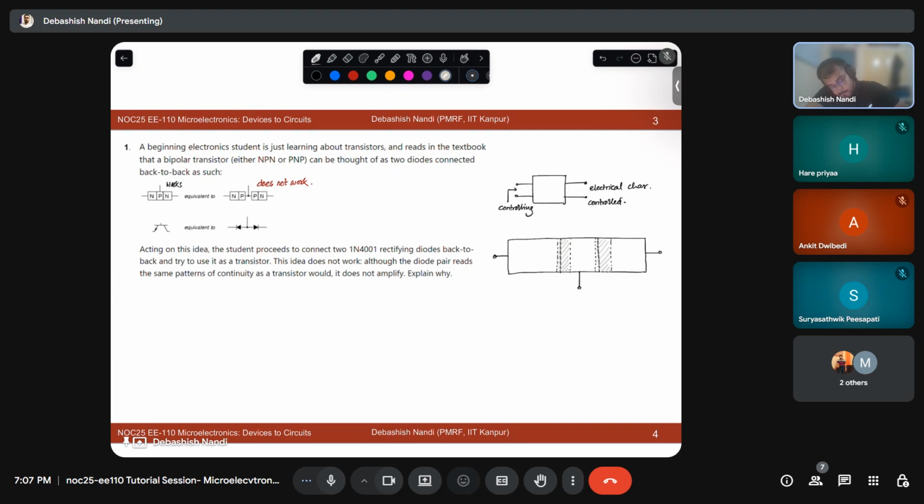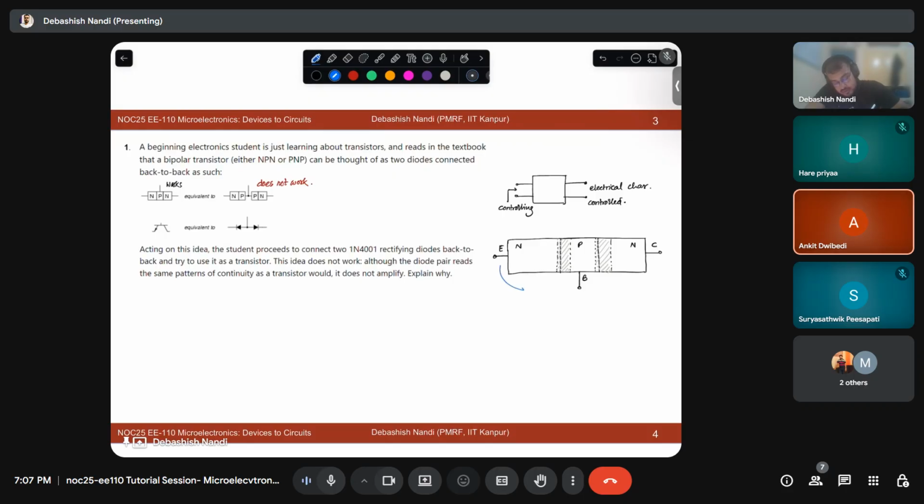Anyone? So it is NPN in the question. So this is NPN, okay, emitter, base, collector. Anyone want to volunteer? What is it we want to control?